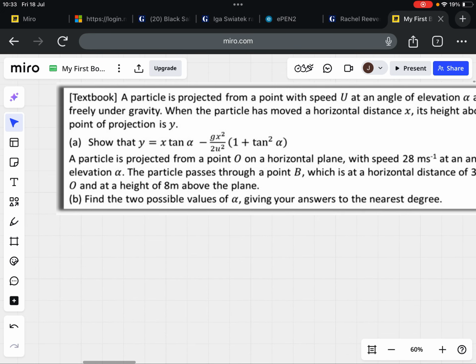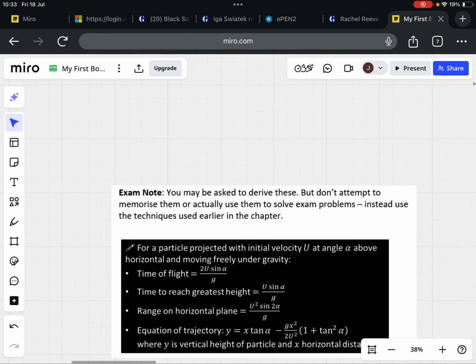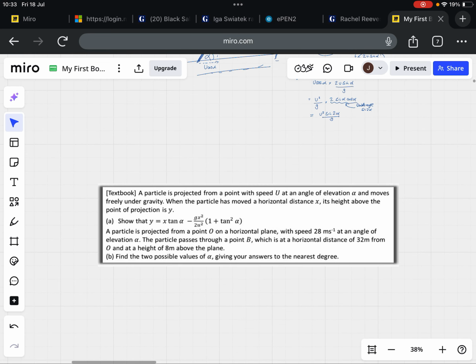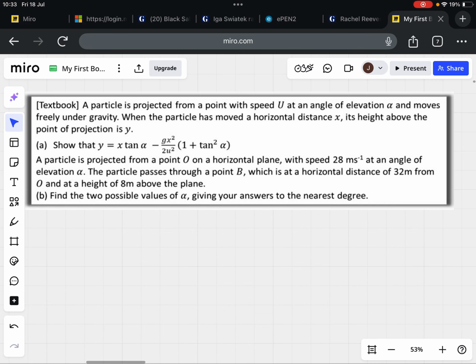So let me just check. Yeah, this is the next one we're proving. Good. Okay, so we've worked through a couple of those. Now this one is a bit scary, but like I said, you'll be fine. So a particle is projected from speed u, angle alpha, right?